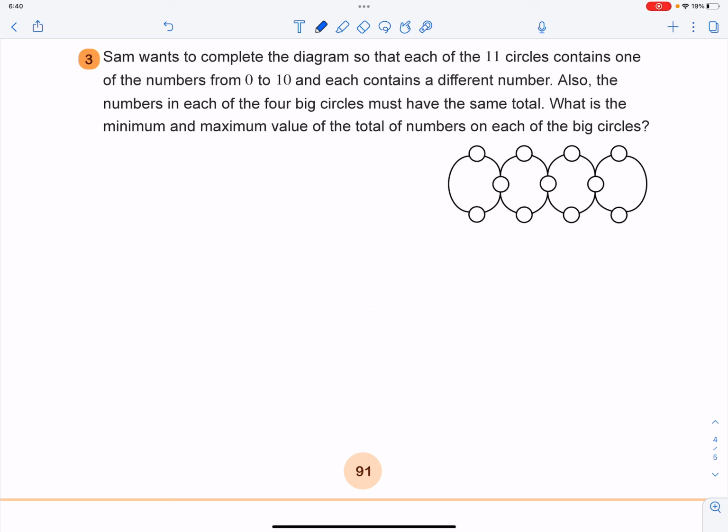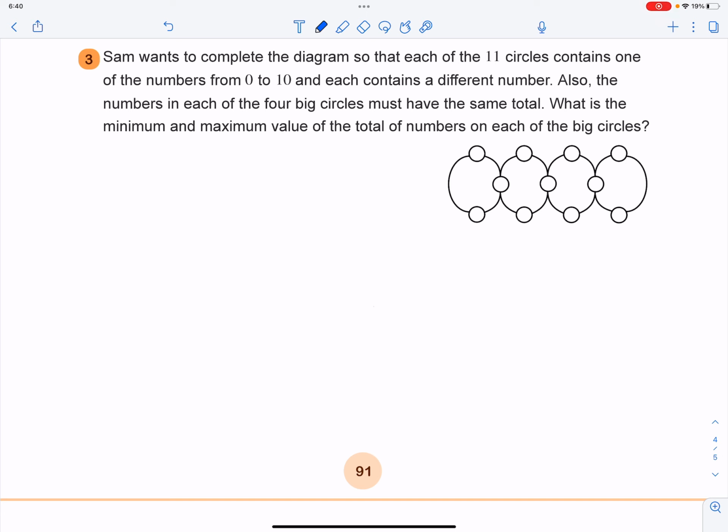Extensive exercise question number 3 of lesson 12. Sam wants to complete the diagram so that each of the 11 circles contains one of the numbers from 0 to 10 and each contains a different number. Also, the numbers in each of the 4 big circles must have the same total. What is the maximum and minimum value of the total of the numbers on each of the big circles?